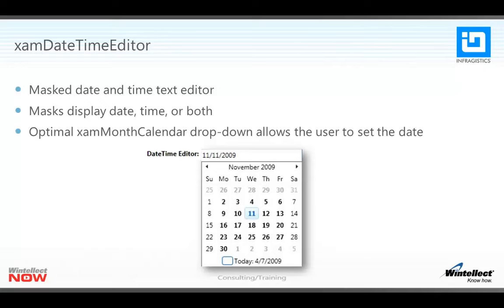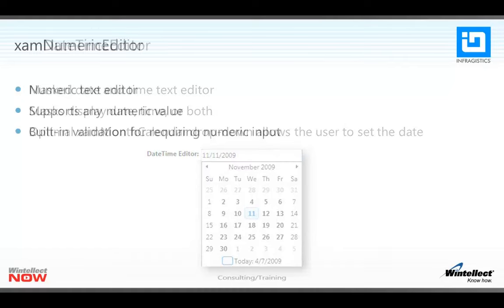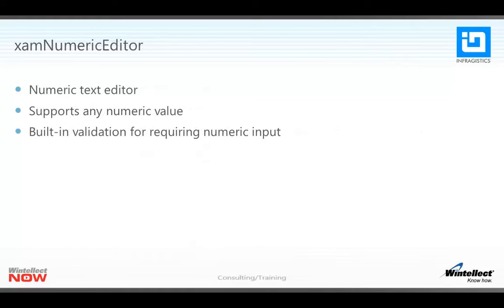The XAMPP Date Time Editor is a masked date and time text editor, and its mask can display date, time, or both. This control can be configured to pop open a XAMPP month calendar control to provide the user a convenient way to set a date. The XAMPP Numeric Editor is a numeric text editor which supports any numeric value. It includes built-in validation for requiring numeric input.